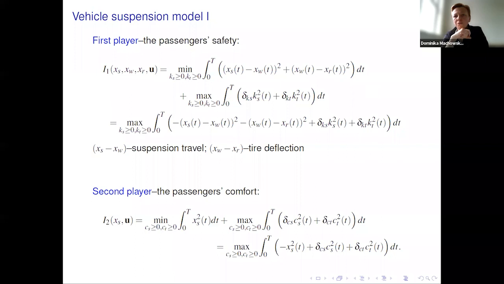Yes, of course. The main idea is that we have 4 controls, and they are different and they work differently.